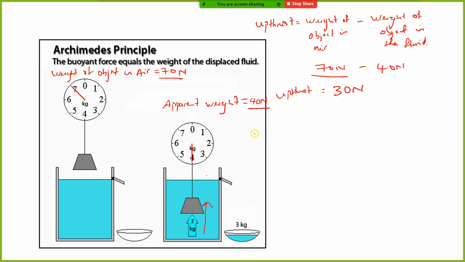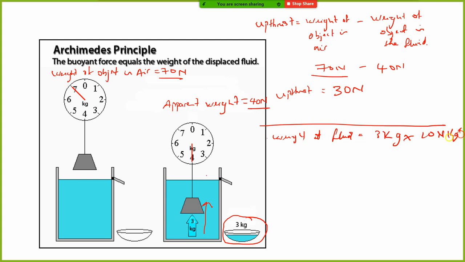So this is the upthrust. But if we go back now and look at the amount of fluid that was displaced, if we were to measure the mass of it, we realize that it is 3 kilograms of fluid that was displaced. So the weight of the fluid is going to be 3 kilograms times 10 newtons per kilogram, and 3 times 10 gives you 30. So we still match up back to being the same thing. You understand?